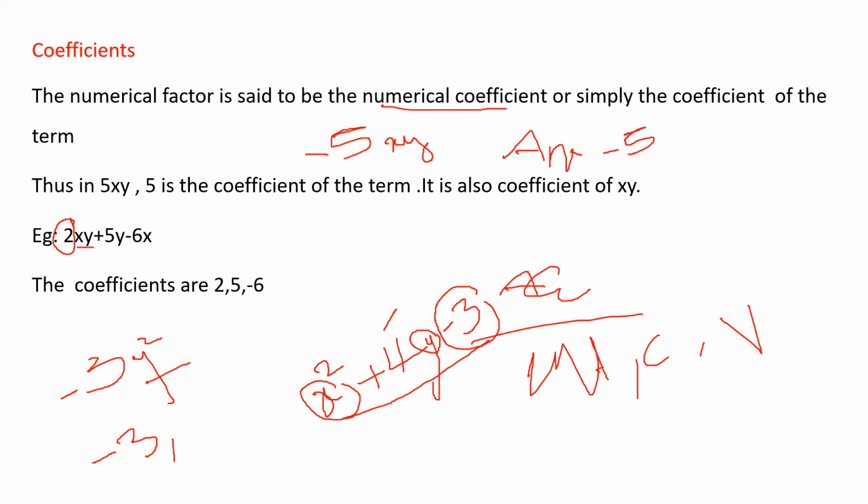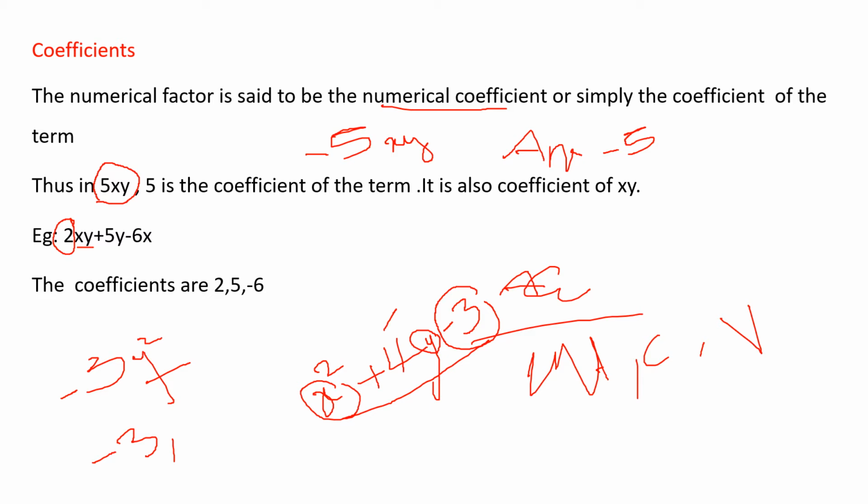So what is coefficient, children? If there is one variable, there will be one constant, right? That constant is known as the numerical coefficient, or simply the coefficient of the term. So for xy, what is the coefficient? 5. For example, in 5xy, 5 is the coefficient of the term. So 5xy is a term, and in this 5 is the coefficient. It is also the coefficient of xy.